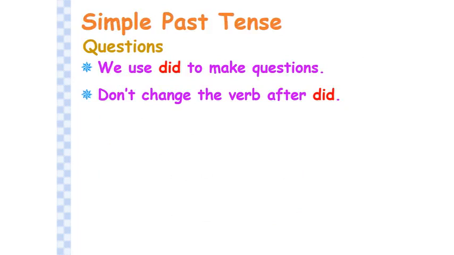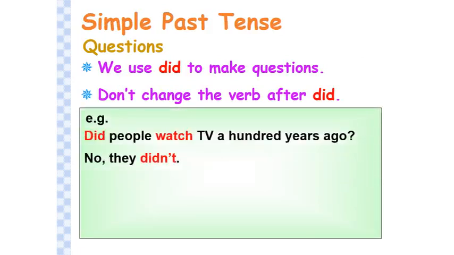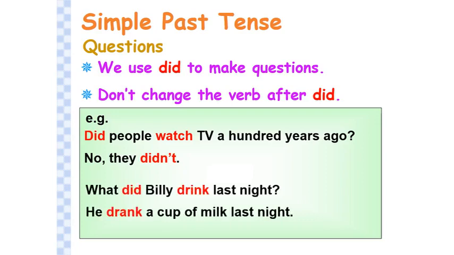Past simple tense. How can we make questions? We use did to make questions. Don't change the verb after did. For example, did people watch TV 100 years ago? No, they didn't. What did Billy drink last night? He drank a cup of milk last night.